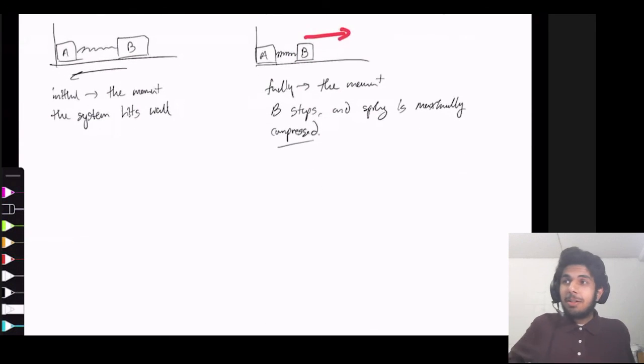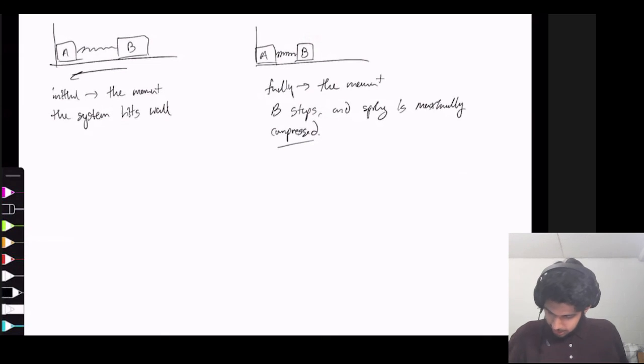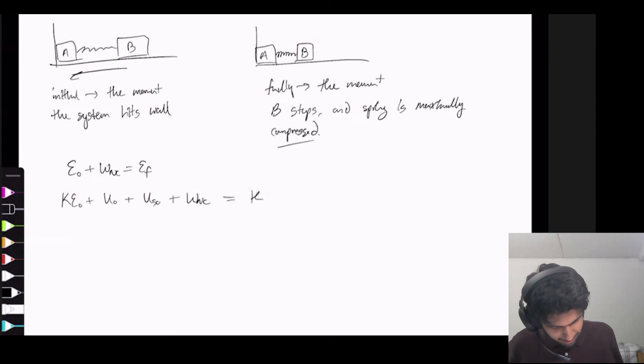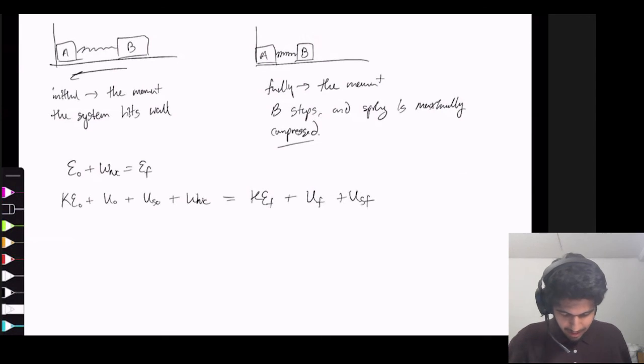So with this setup, it seems like conservation of energy is the way to go. So we have E initial plus work non-conservative equals E final. So we have KE initial plus U initial plus U spring initial plus work non-conservative equals KE final plus U final plus U spring final. And now hopefully some of these terms will go to 0.